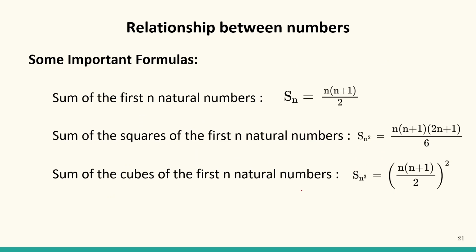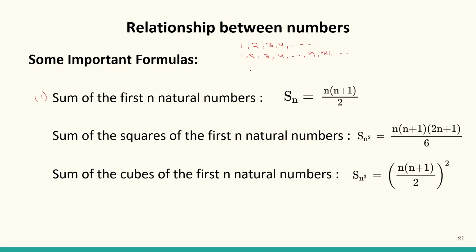Let's see some important formulas. The first important formula is the sum of the first n natural numbers. We have previously learned what natural numbers are: 1, 2, 3, 4, and so on. What we want to know is the sum of the first n natural numbers. We all know that natural numbers are infinite, so at some point there comes a number n. So 1, 2, 3, 4, and so on, then comes n, and then n plus 1, and so on.